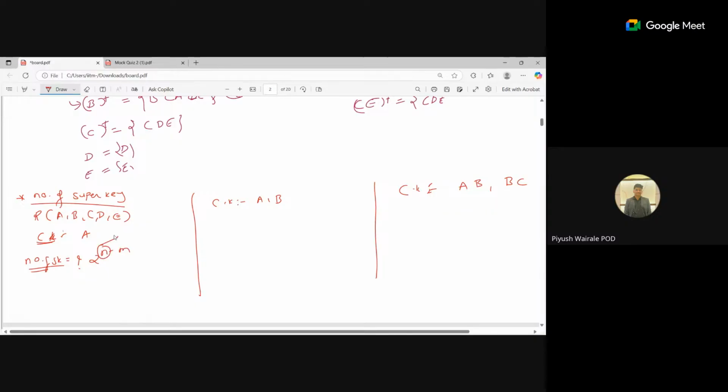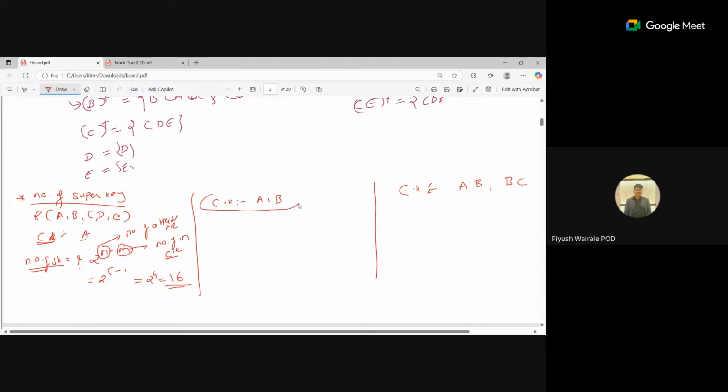What is n? The total number of attributes in relation R. And m is the number of attributes in the candidate key. Now here n is 5. What is m? How many attributes do we have in the candidate key? 1. So that is 2 to the power of 4, that is 16. So you can remember this formula, 2 to the power n minus m, where n is the number of attributes in R and m is the number of attributes in the candidate key. This is simple because we just have one key here.